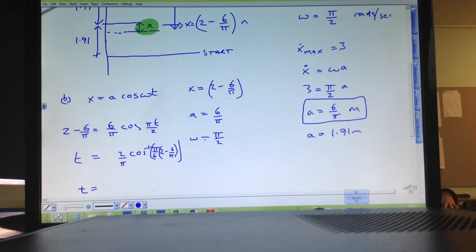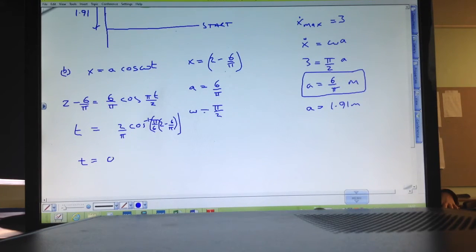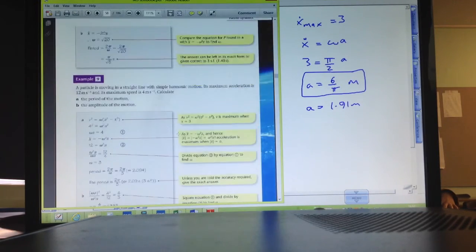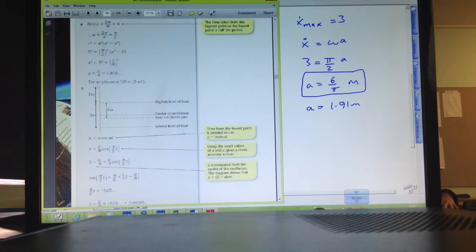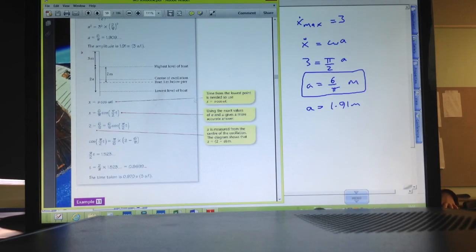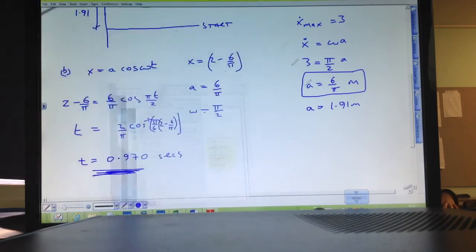So t is equal to 0.970 seconds, 3 sig fig. Okay. Well, let's check we've got the answer right. Yeah, okay. Right.